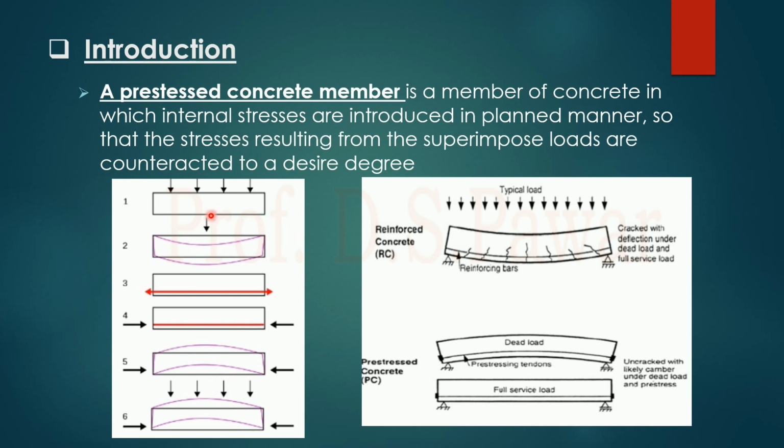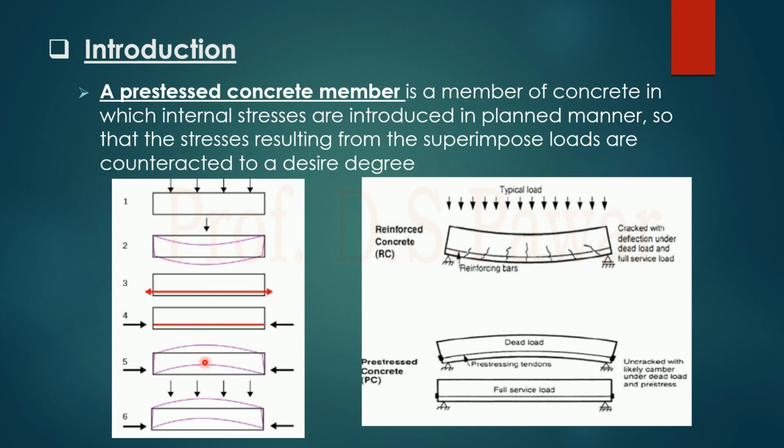So if you take a simply supported beam subjected to load, the beam is going to behave like this. But instead of this, before casting this beam on site, initially we are going to introduce internal stresses in a planned manner. Planned manner means with some eccentricity we place one tendon here, we stretch the tendon, and we cut the tendon. Then whatever stress you applied comes back in reverse, and these two forces press the beam.